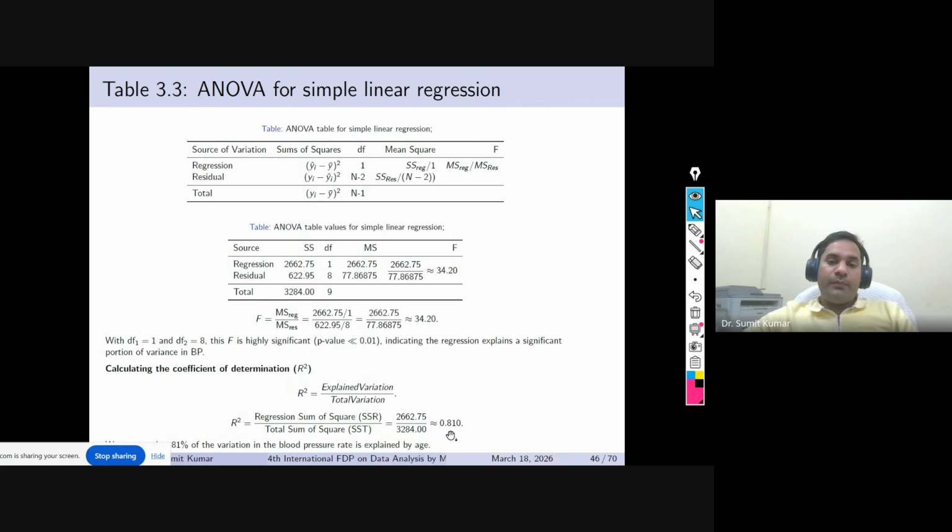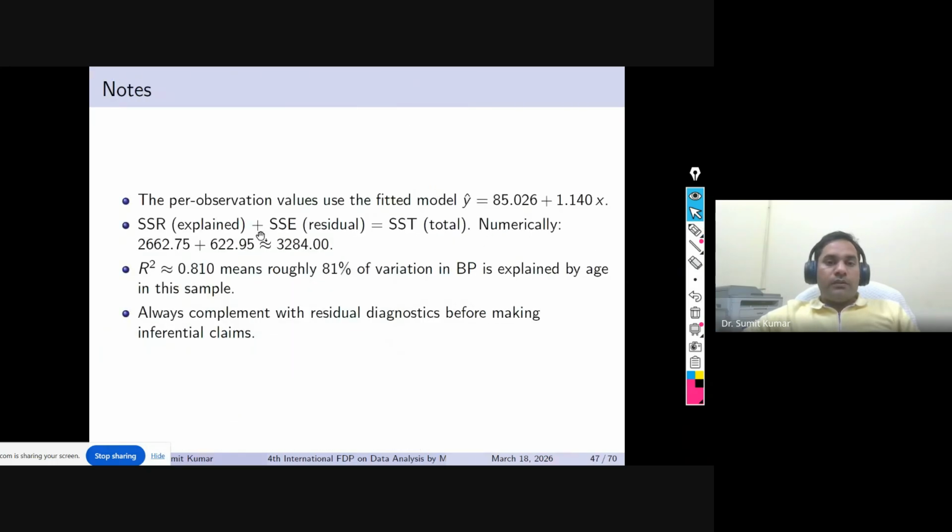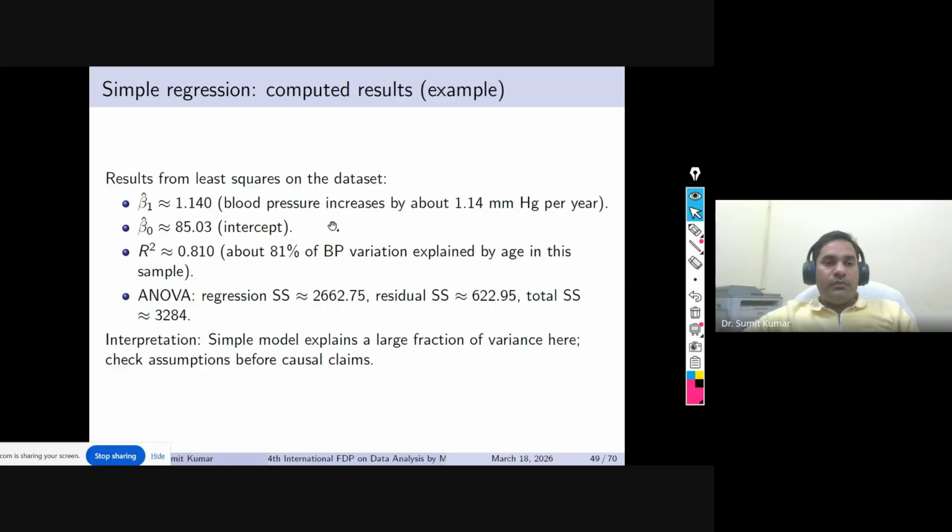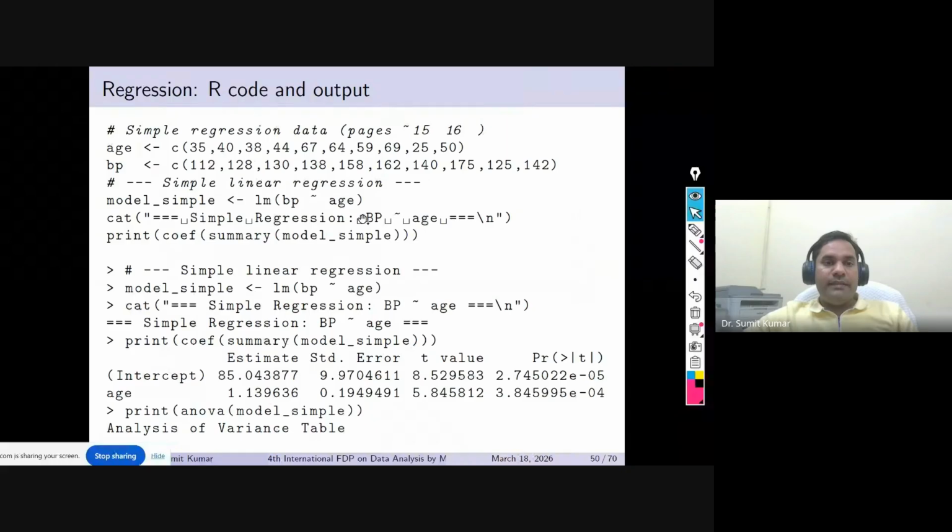So basically, this is 0.81 as we have already seen. So 81% of the variation in blood pressure is explained by age, we can say. The same thing we have just mentioned here. No need to explain these.